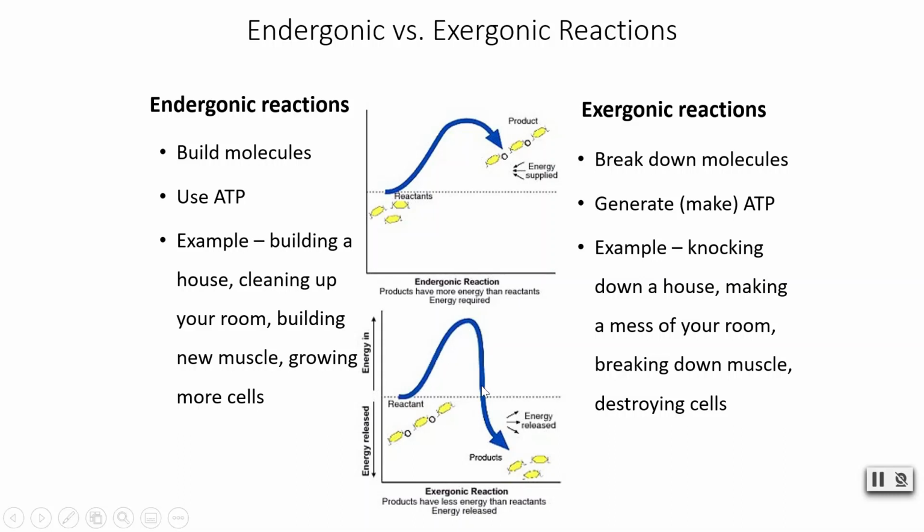And we are going to release energy when we break apart this molecule into smaller pieces. So now our products are going to be tiny. What we finished with was tiny. What we started with is much bigger. So now we're breaking down. Again, this makes ATP, or energy. This would happen when you knocked down a house, when you messed up your room, if you're breaking down muscles or destroying cells, things like that.